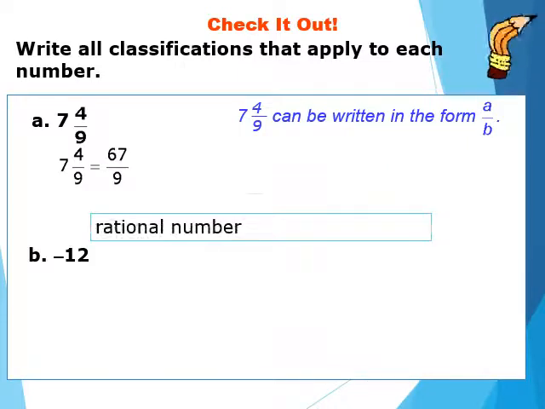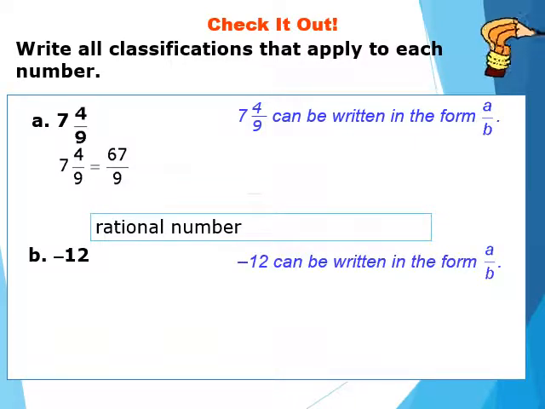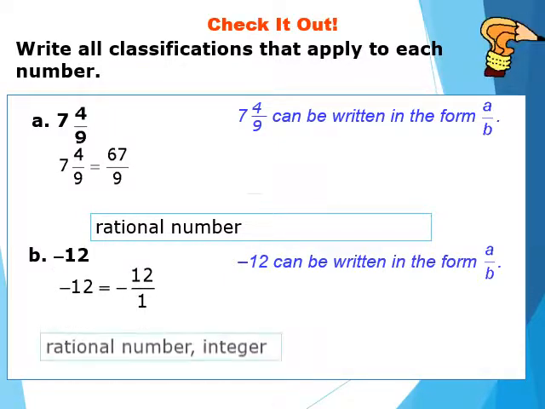So it's a rational number. Letter B, negative 12. Can negative 12 be written in the form A over B? Yes, it will be negative 12 over 1. So it's a rational number and an integer number.